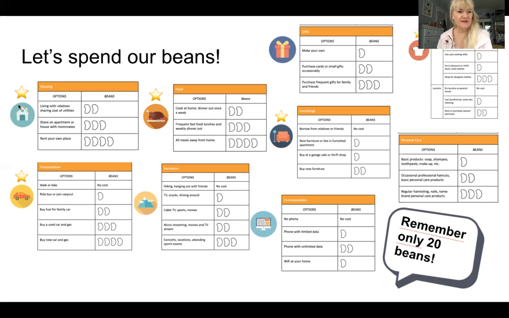This one has a picture of a house. It has a star. And the name of the category is housing. This one also has a star, has a little picture of a turkey. The name of this category is food. The name of this category that has a picture of a car is transportation. The name of this category that has a picture of a couch or a chair, actually, with a little lamp beside it, is furnishings. The name of this category with a picture of a t-shirt and also has a star is clothing.